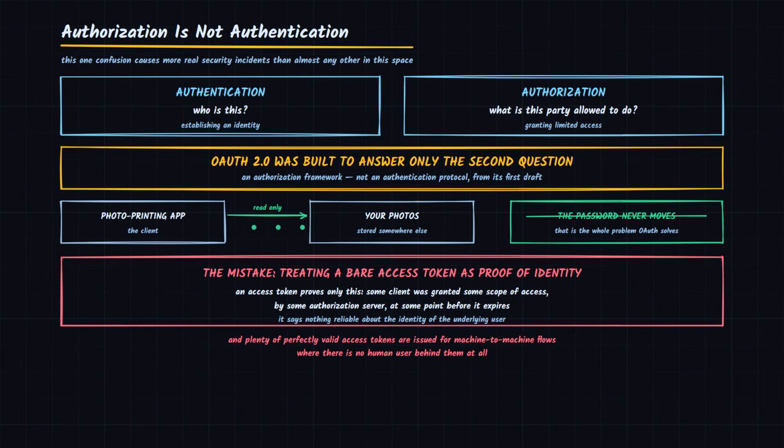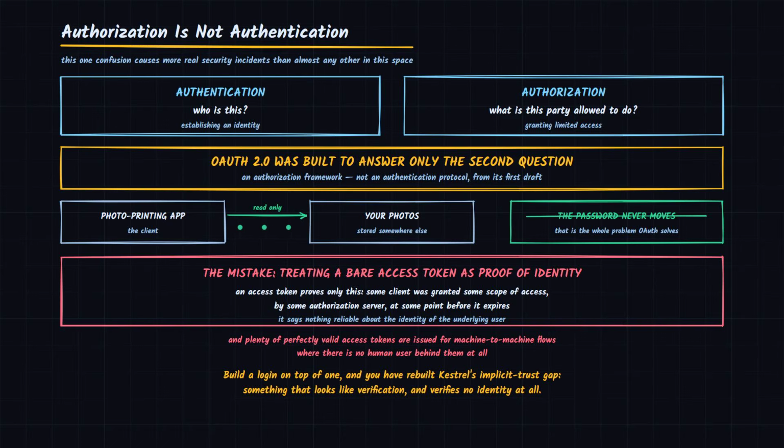Build an authentication decision, a login, a session, this is definitely the account holder assertion, on top of a bare access token, and you've built exactly the kind of implicit trust gap that let Kestrel's attacker move from scheduling to billing. Something that looks like verification that isn't actually verifying identity at all. This is precisely the gap OpenID Connect exists to close, and we'll get to how in a few minutes. But the underlying discipline matters more than any one spec. Know which question you're actually asking before you pick the tool that answers it.